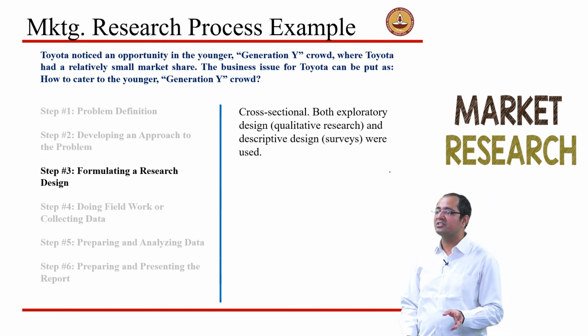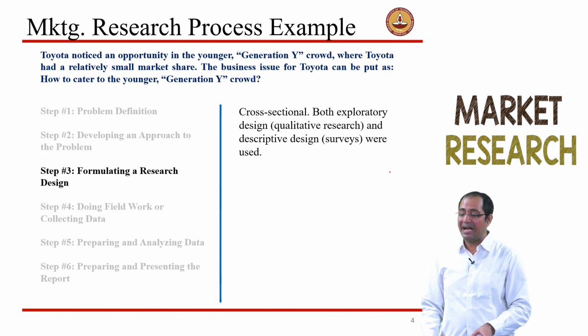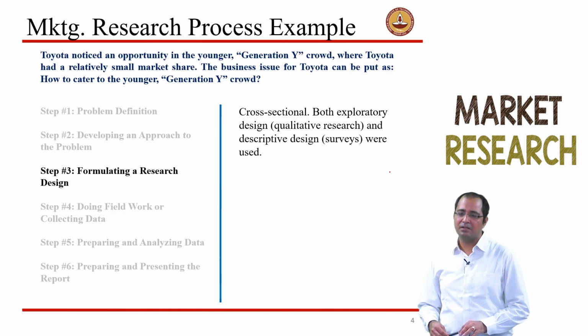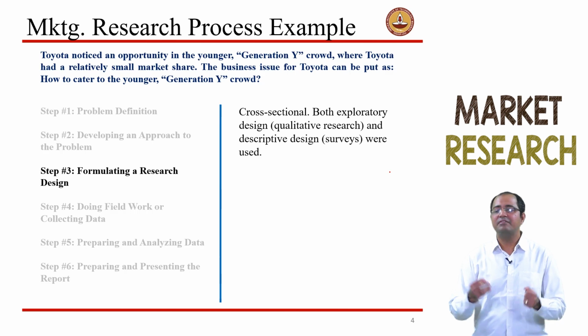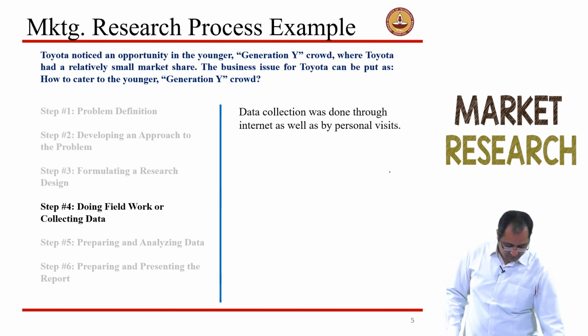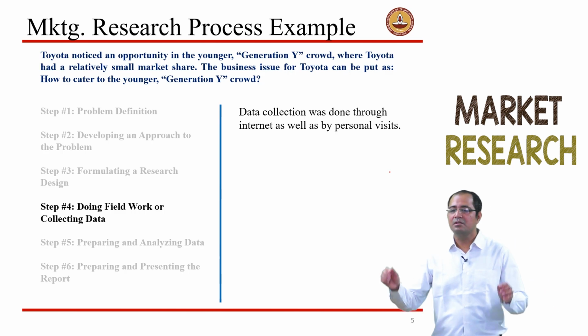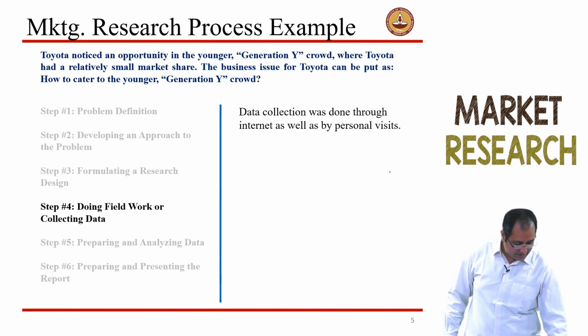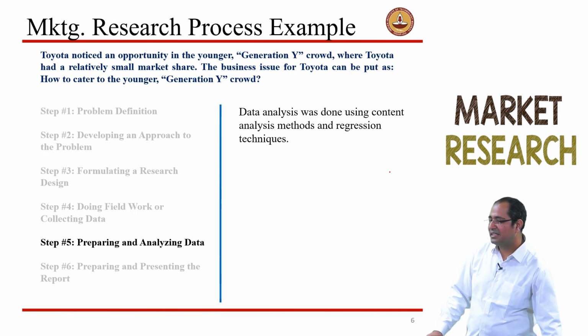Both qualitative research and surveys were done. They were planned, and in step number 3, the research design, questionnaires were made, which are called surveys, and qualitative interviews were also planned. In step number 4, the surveys were administered and the qualitative research was conducted. In step number 5, data was cleaned and analyzed.